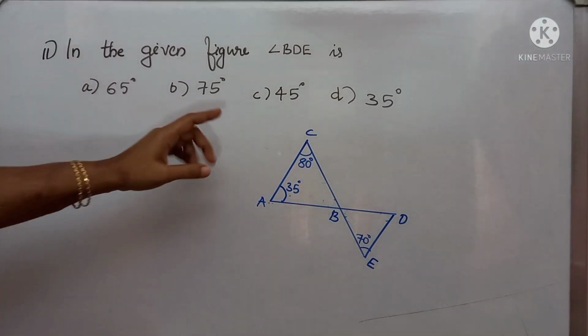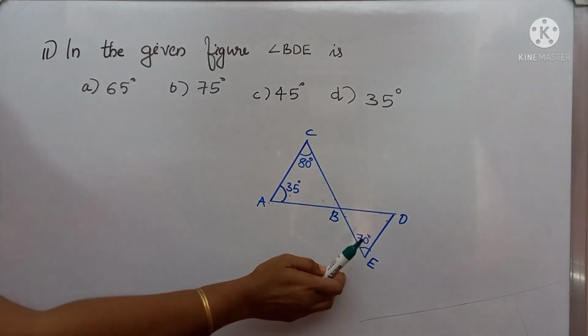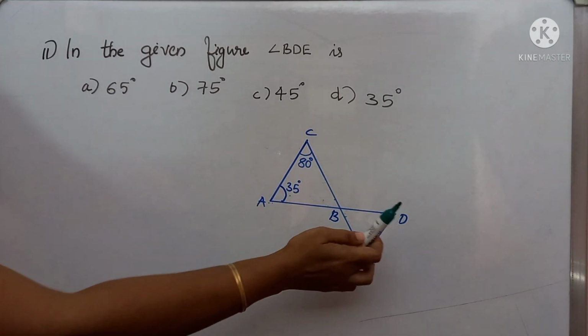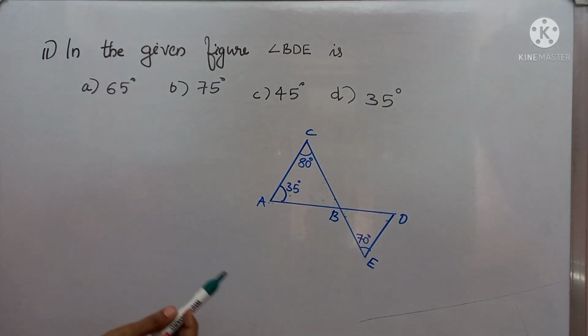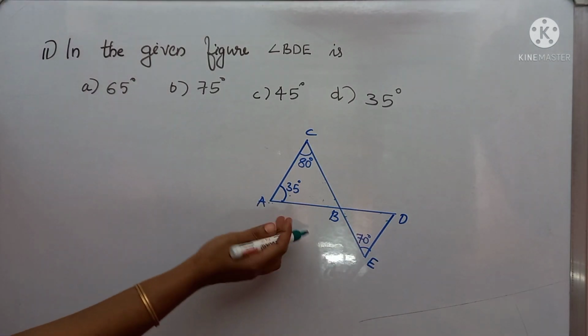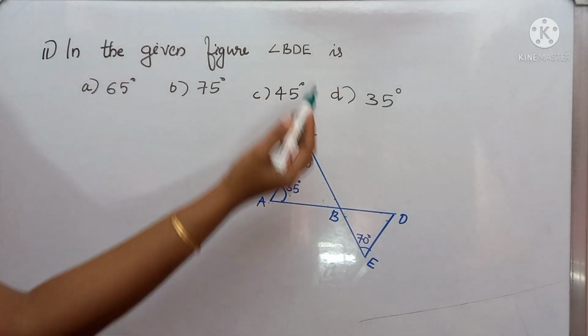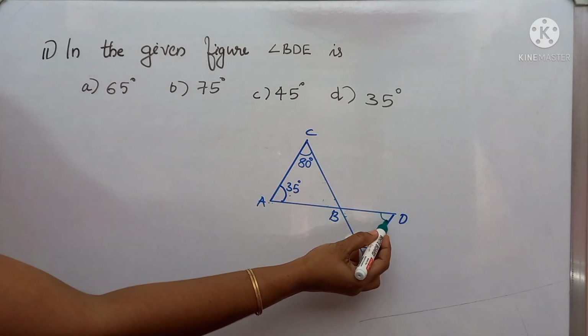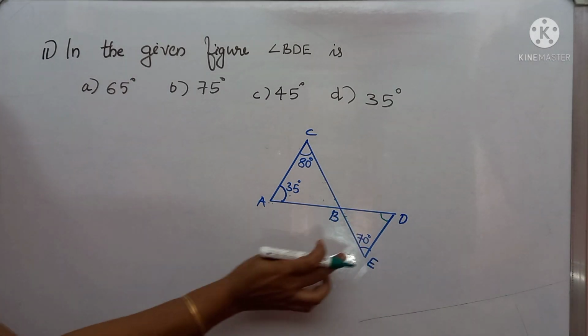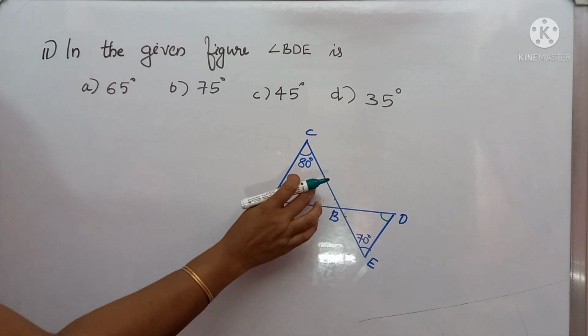Angle BDE is, and observe this figure, ABC and BDE are the two triangles here. So we have to find this angle BDE. This is the angle BDE. For finding this angle, we know these are two triangles.